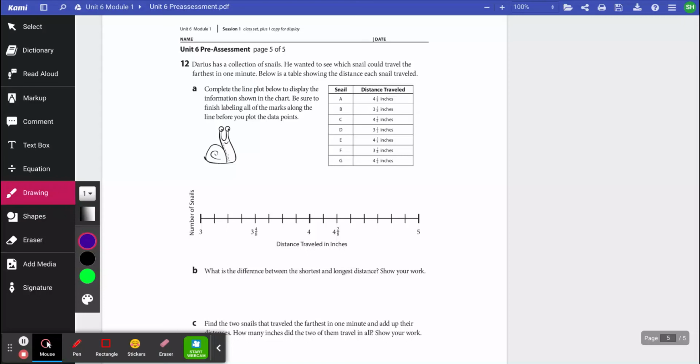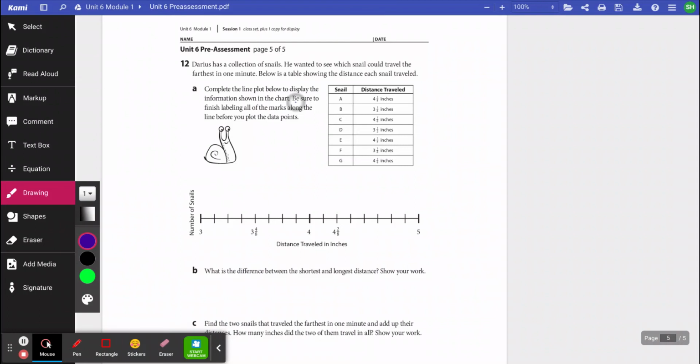All right, we're on the last page of the Unit 6 pre-test, going over the problems, answers, and how to solve them together. So number 12, Darius has a collection of snails. He wanted to see which snails could travel the farthest in 1 minute. Below is a table showing the distance each snail traveled. Complete the line plot below to display the information shown in the chart. Be sure to finish labeling all the marks along the line before you plot the data points.